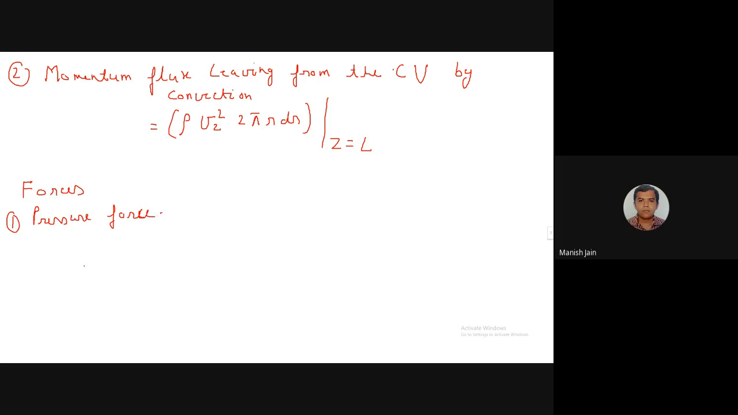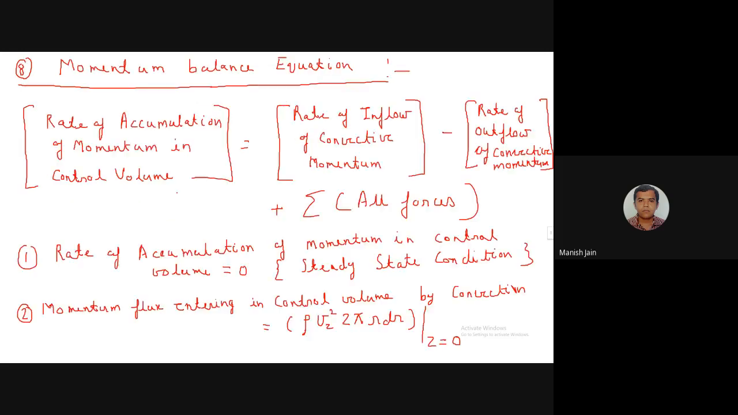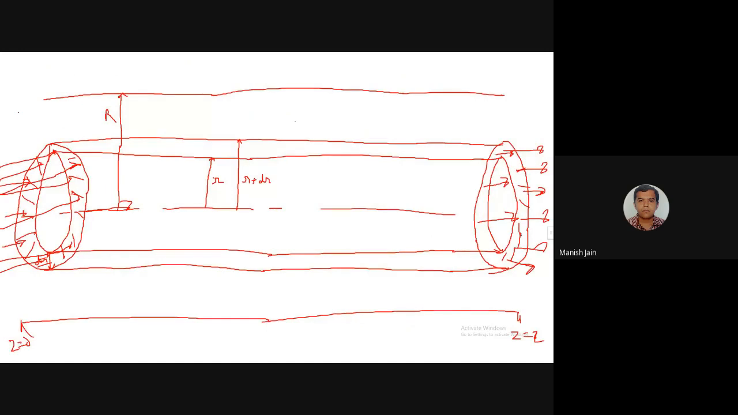Pressure is a compressive force. It will always work in the inward direction. There is a pressure difference in the z direction only. Here you have the pressure P naught, here you have the pressure PL. So pressure will apply on the z direction only; in the other directions you have the same pressure. So at this surface, pressure P naught will apply in this direction, and at this surface, pressure will apply in this direction.